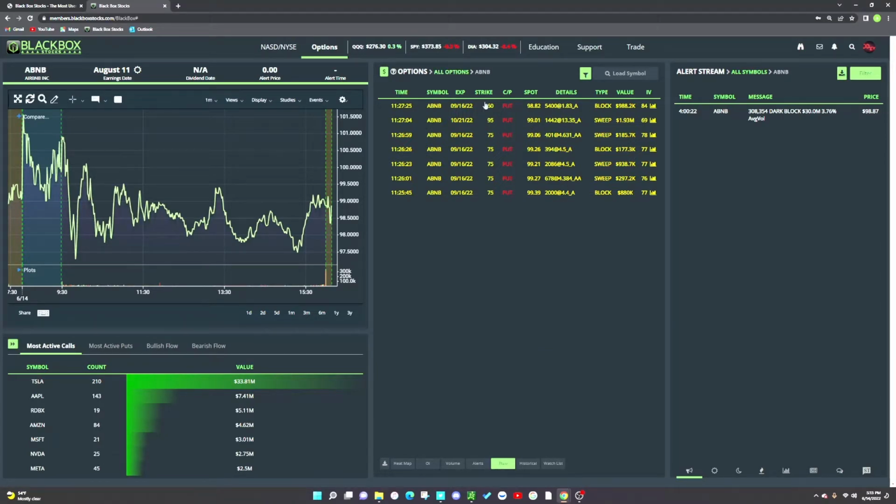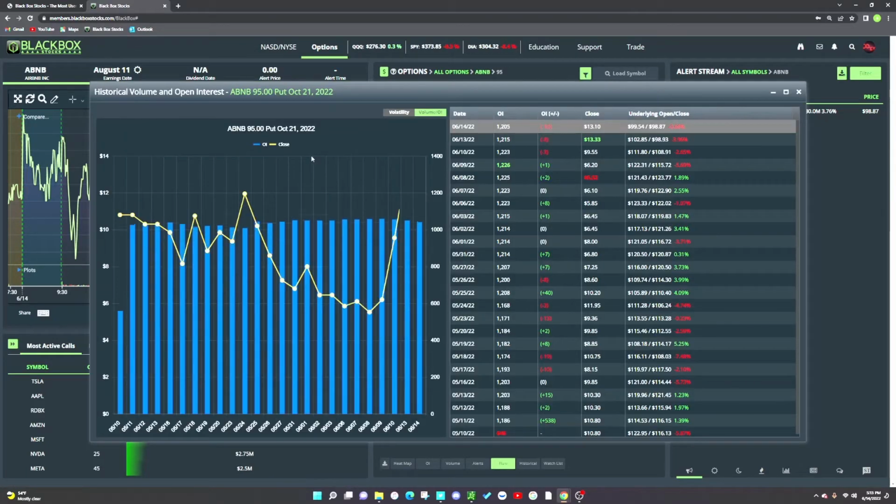Look at all these ask side puts all the way down. You know, this one right here, dollar amount, 1.93 million on the 95 put. So that one's interesting. And it's remained high.